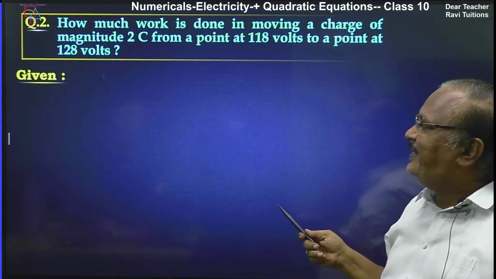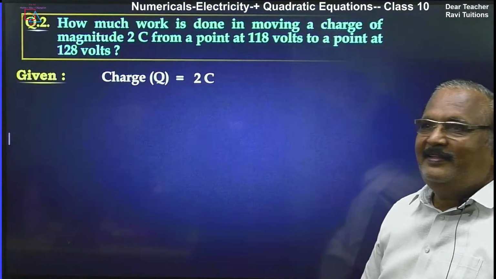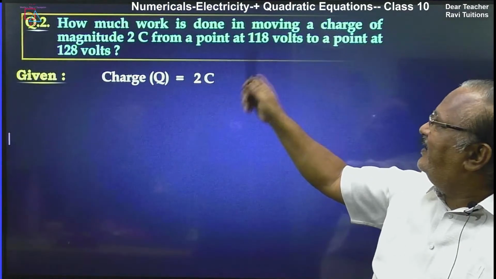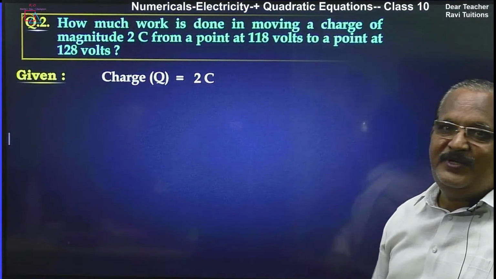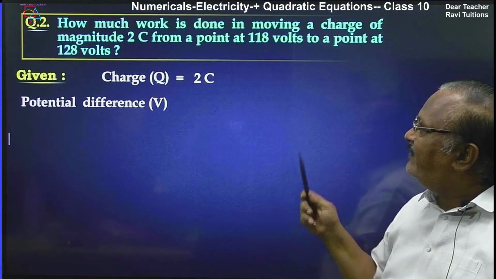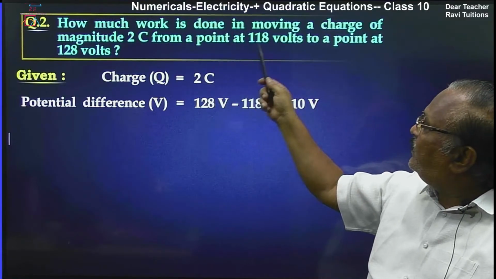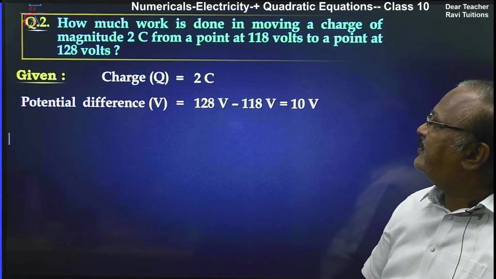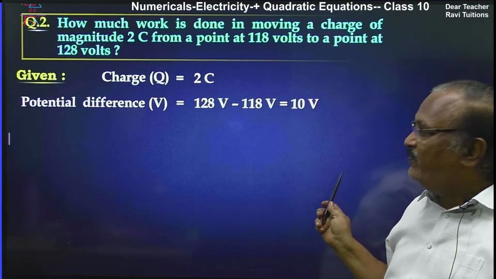So first write the given. Charge Q is equal to 2C. That is the first one. Don't read anything else. Okay, from a point 118 volts. Volt is the unit, so that is potential difference. Potential difference V is equal to 128 minus 118. So you subtract these two things. 128 volts minus 118 volts is equal to 10 volts.